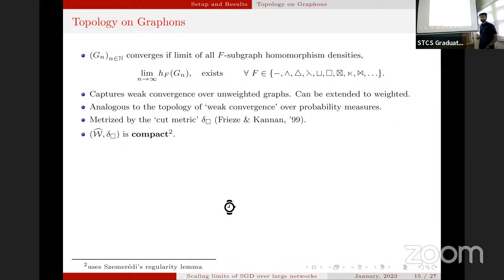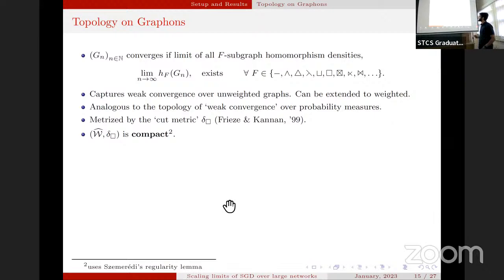What is F? F is the set of finite simple graphs. These are like test functions. So in order to check, you enumerate all of them, they are countably many. And if all these numbers converge to some real number, they have a limit. I will say that the graph sequence has a limit.